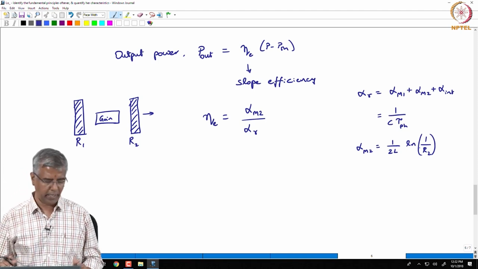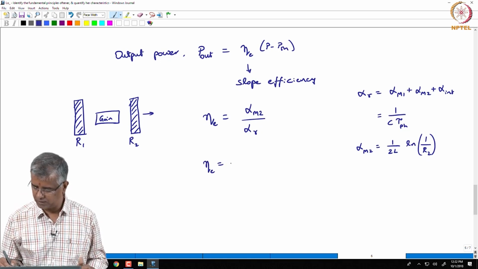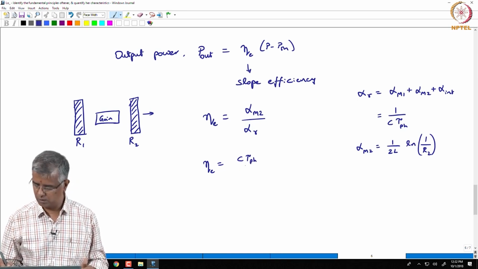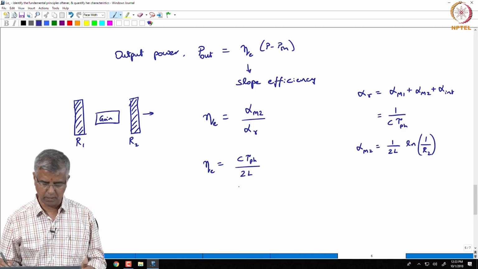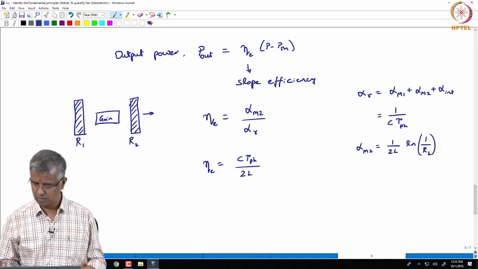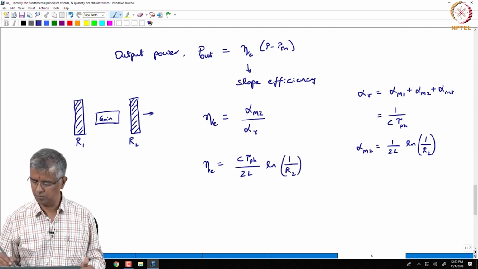So, I can put all of this together and get an expression for the slope efficiency, which is going to be 1 over c multiplied by tau photon, that is the photon lifetime, divided by 2L ln of 1 over R2.